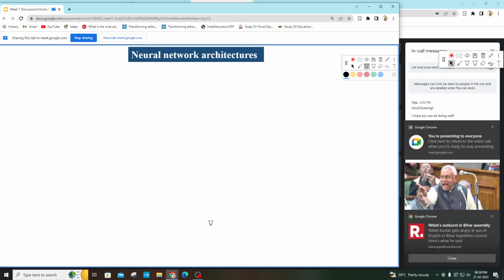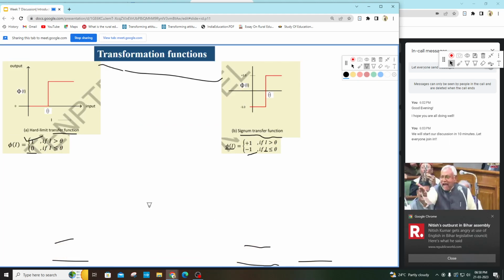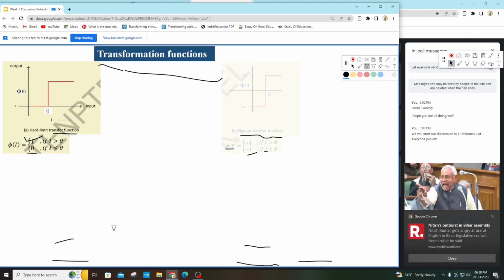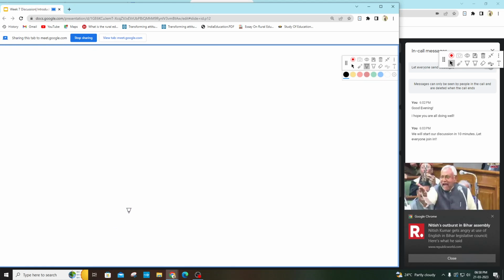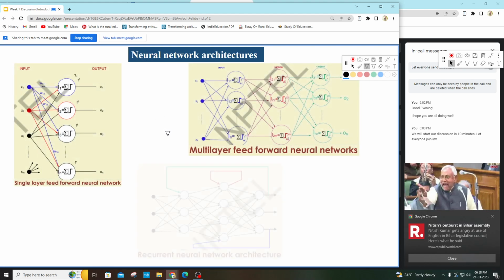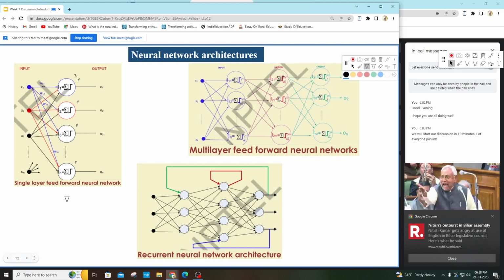Now some neural network architectures. What I have discussed till now is the function of a single neuron. Similarly, there will be many neurons in a layer. When all the neurons are connected in a layer, that is known as a neural network architecture. Popularly we have three neural network architectures. First is the single layer feed forward neural network.